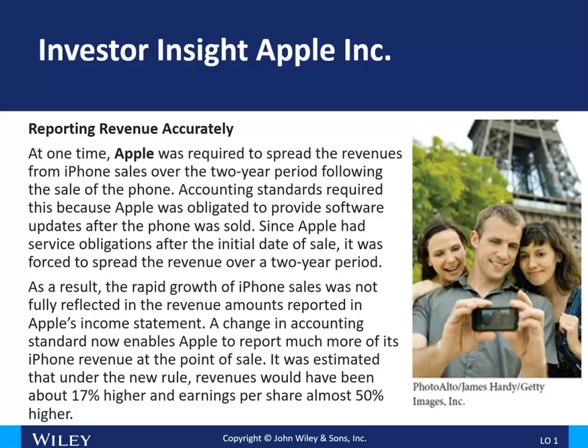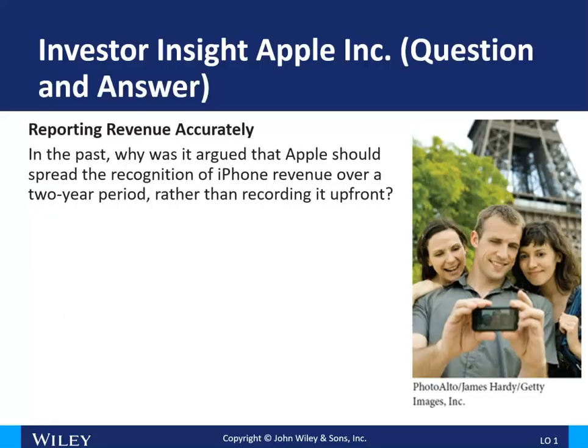The rapid growth of iPhone sales was not fully reflected in the revenue amounts reported in Apple's income statement. A change in accounting standard, however, and I told you they continue to change, so it evolves, enables Apple to report much more of its iPhone revenue at the point of sale. It was estimated that under the new rule, revenues would have been about 17% higher and earnings per share almost 50% higher years ago when they were under the old rules compared to the new rules.